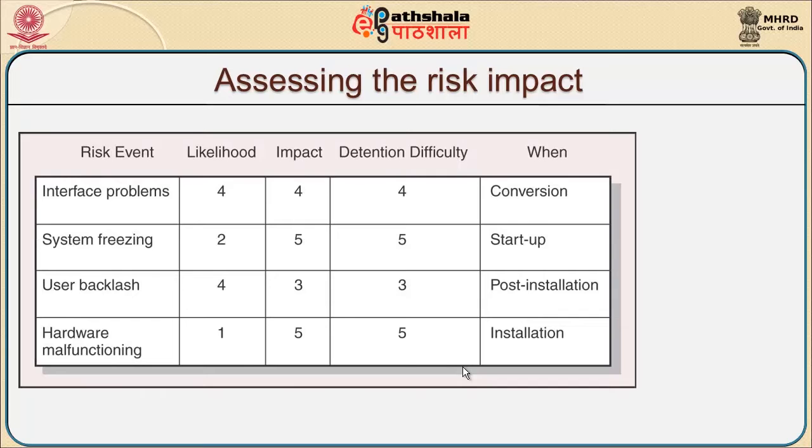We may have to assess the risk impact over various phases. If we understand the risk event, there can be interfacing problems, system freezing problems, user backlash, and hardware malfunctioning. What is the impact of this kind of risk, and when is it able to happen? If you look at any specific event, the likelihood of the risk, the impact of the risk, the detection difficulty of the risk, and when it is supposed to emerge are all studied here.